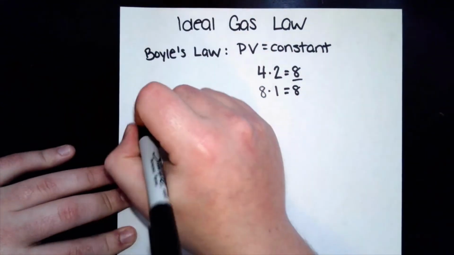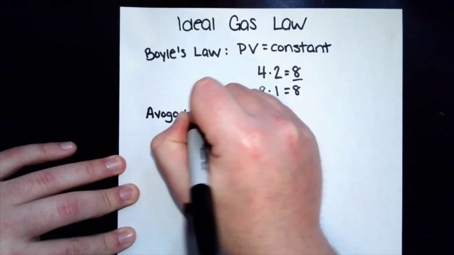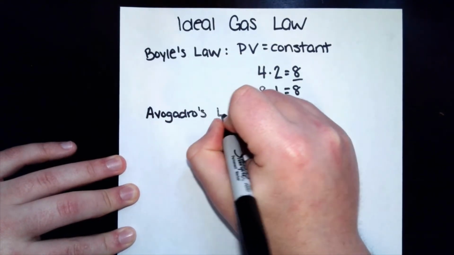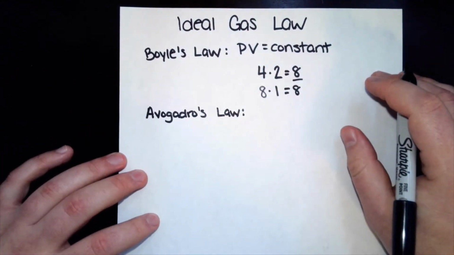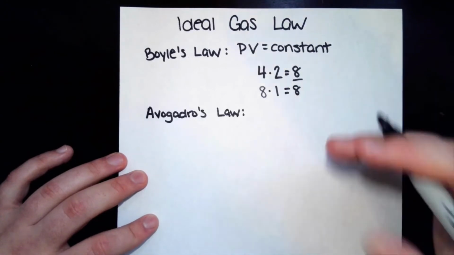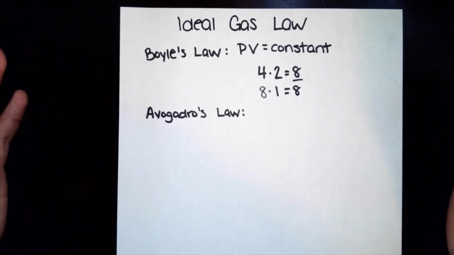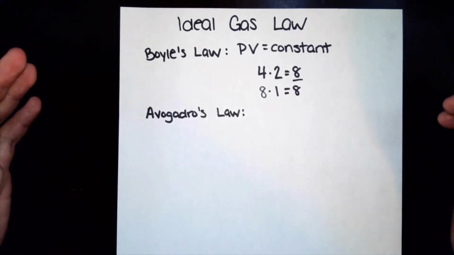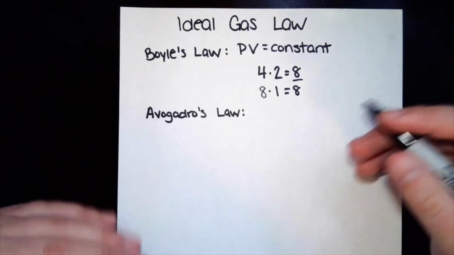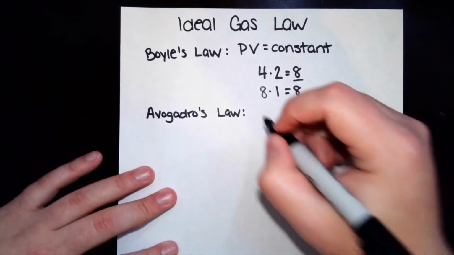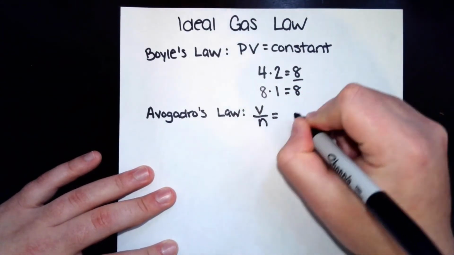Another is Avogadro's law. And if you recall, Avogadro's number was basically the amount of particles that exist in a mole, and you could use that to convert between the number of moles and the number of particles in a sample. And likewise, number of moles comes back into play here. So what this says is that V over N equals a constant.